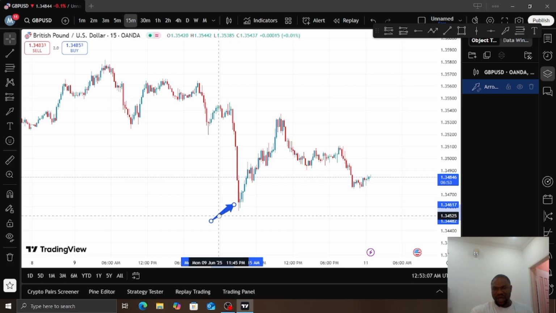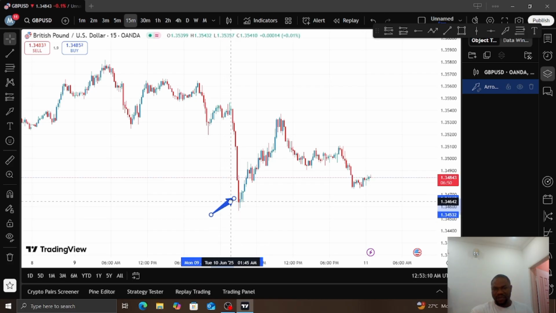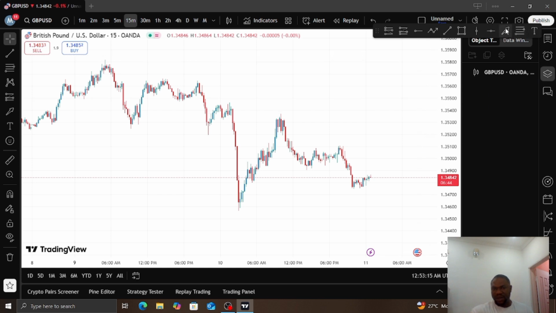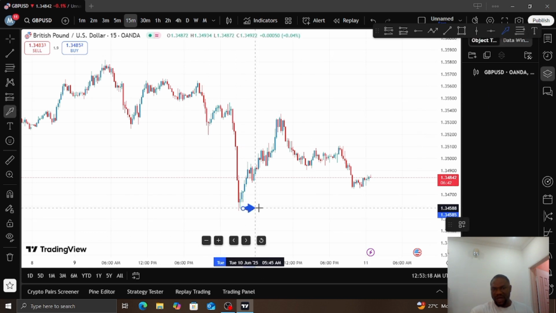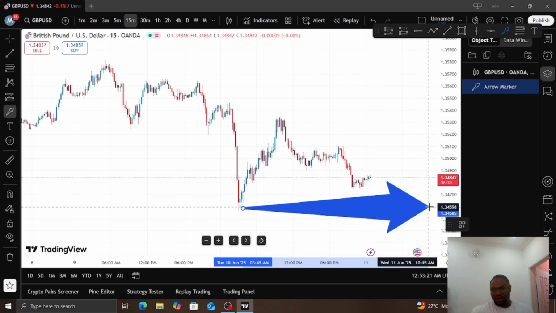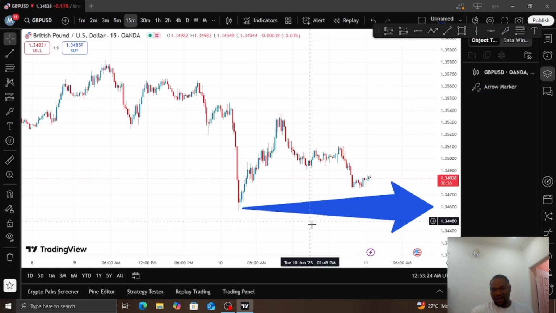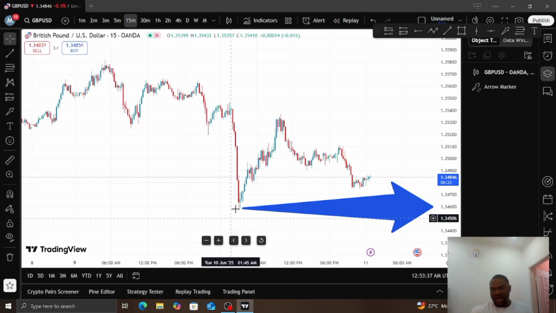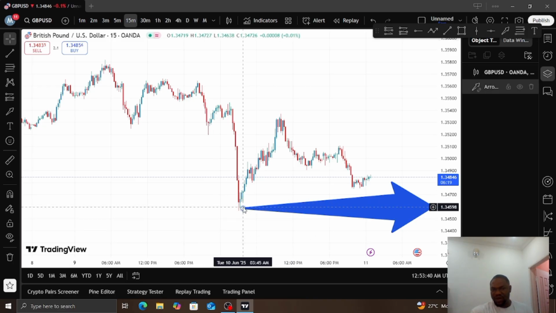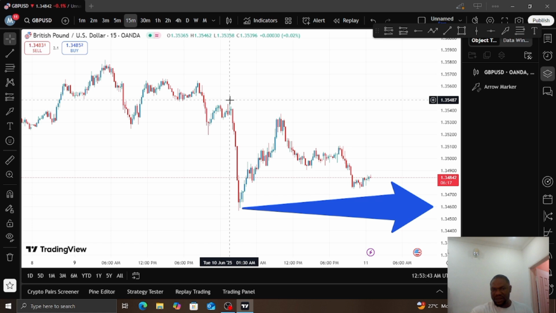So what I will do is I'm going to take note of my entry around this point. And where am I going to now get the price? Now, at this point, we'll be looking at the price here, around this area. So let's say our entry point here is 1.34600. Yes, so this is our entry, 1.34600.